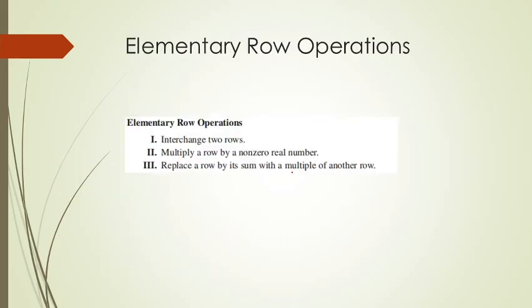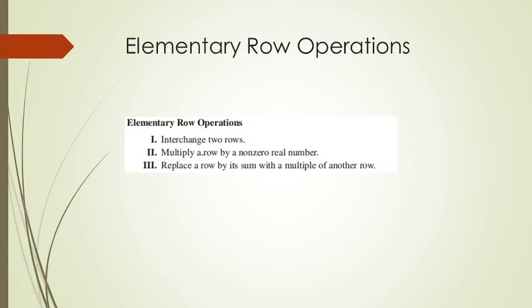Now let's check what are those three basic or elementary row operations. Number one, interchange two rows. For a given m by n system, if you interchange two rows, that is also called a row operation. We are not going to change it randomly, or change it by your mind. We just keep the position of the m by n linear system.